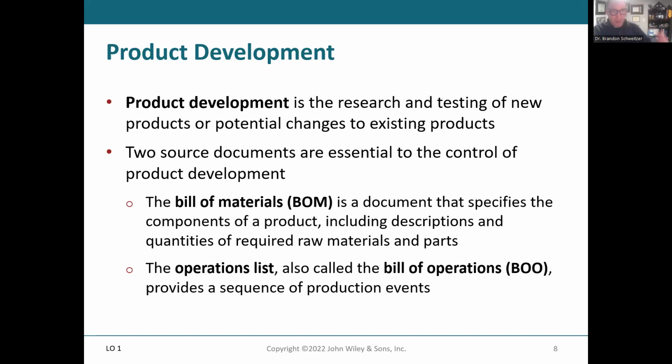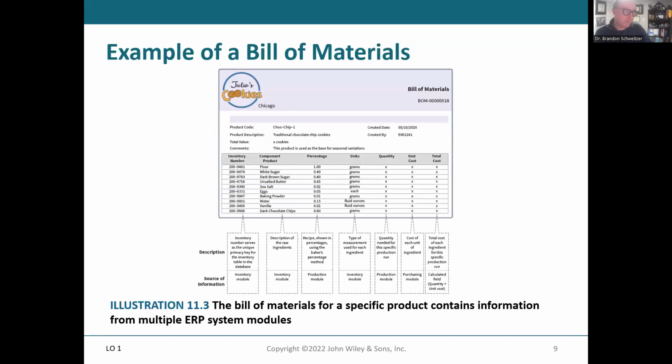So when it comes to your accounting information systems, there's two source documents that you need to take into consideration in the product development stage. One is the bill of materials. Bill of materials specifies the components of each product, describing the quantities and the amount of raw materials and parts for the development of each product. And then we have the operations list, also known as the bill of operations, which provides the sequence of production. It tells you what order things are being produced in.